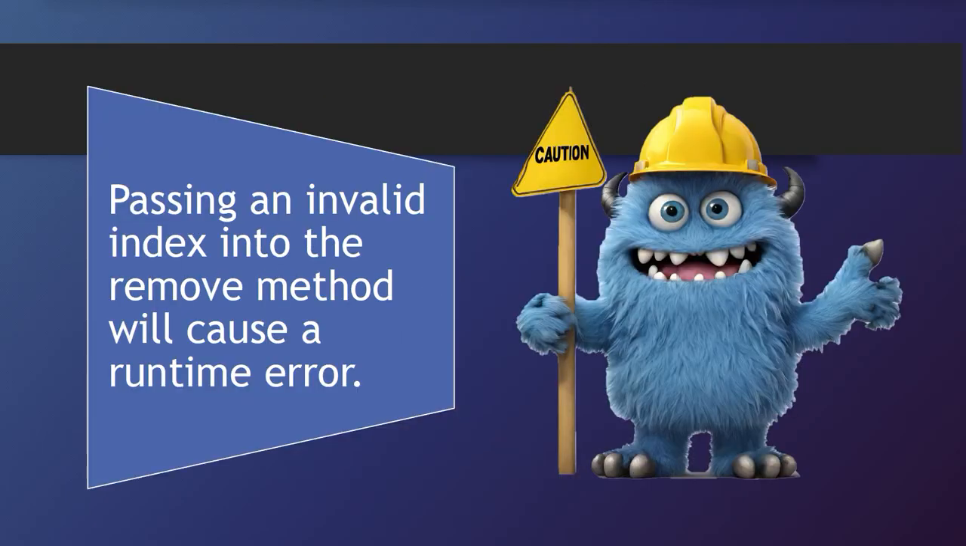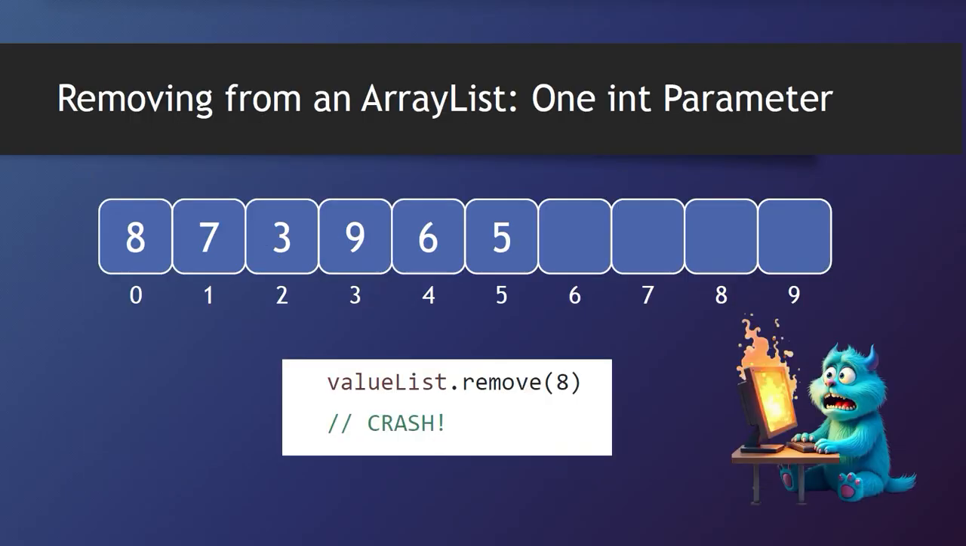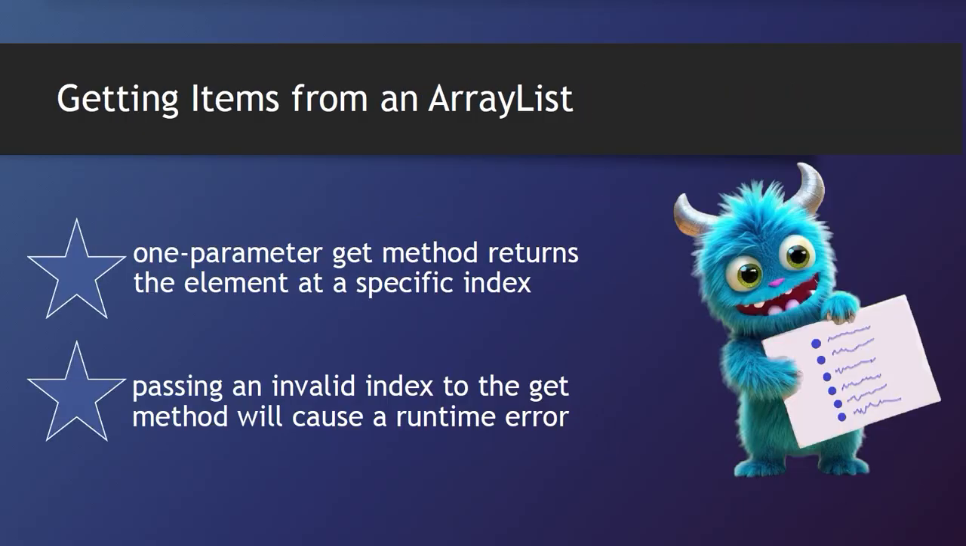Note that if you pass in an index that's not valid, this will cause a runtime error that will crash your code. So if we were to invoke valueList.remove(8), for example, which is not a valid index for our list, we'll get a runtime error and the code will crash. The get method allows you to access elements in an array. You pass in the index, and the method returns the object at that index. Similar to the remove method that takes an index, if you pass an invalid index, this will cause a runtime error that will crash your code.